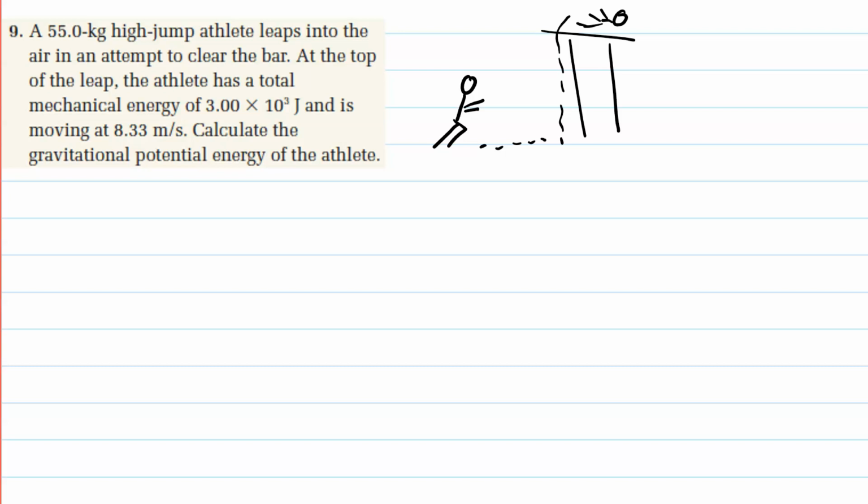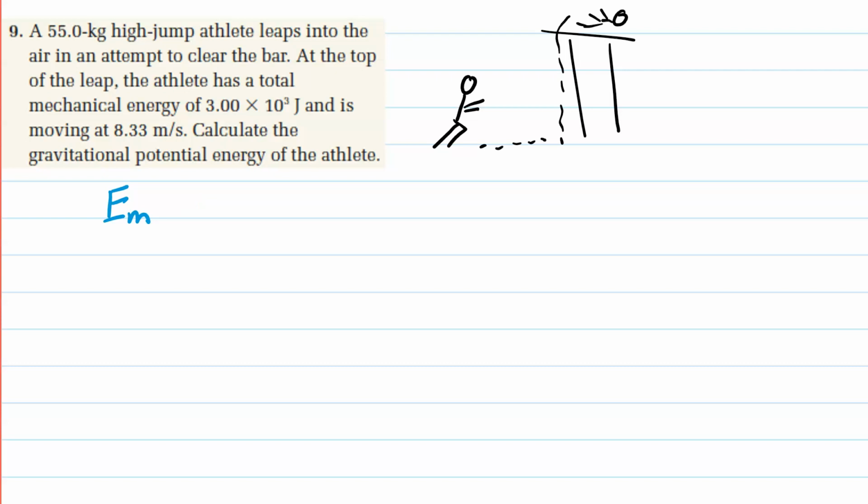There we go. And we're told something about the energy, how fast they're moving, and the mass. And we want to figure out what the gravitational potential energy is. Okay, so we know mechanical energy is equal to 1/2 mv squared plus mgh. What are those two pieces?